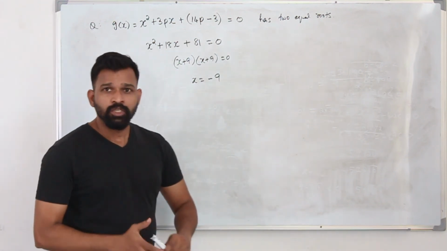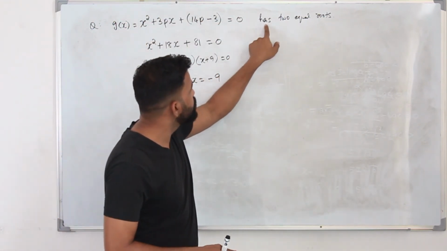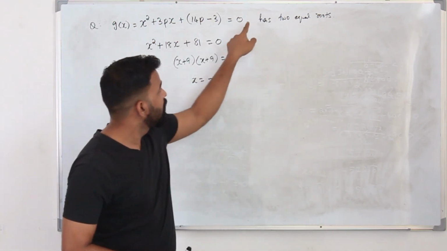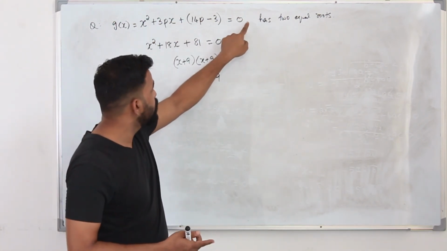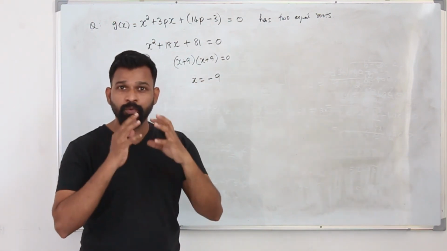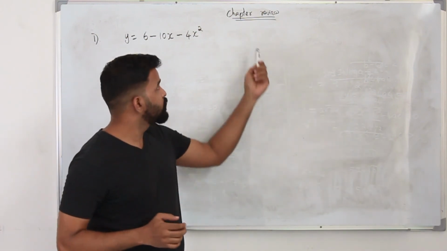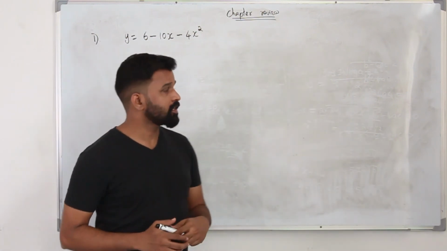So what I'm trying to say here, whenever you have this type of question, pay attention to this data. Something like just now, I missed out one more data here: P is an integer. That's also very important. That's why you need to read the question very carefully.